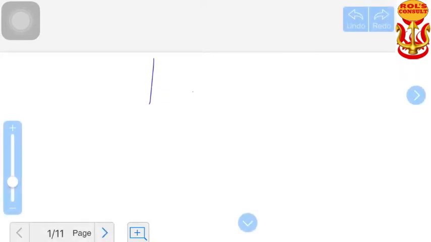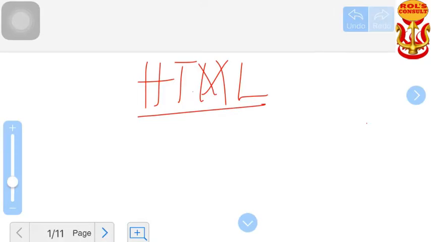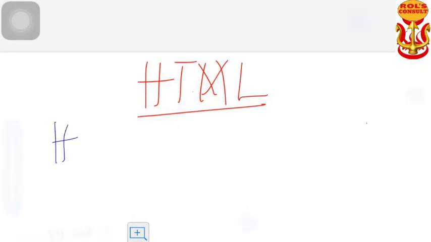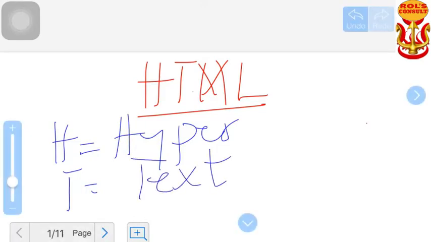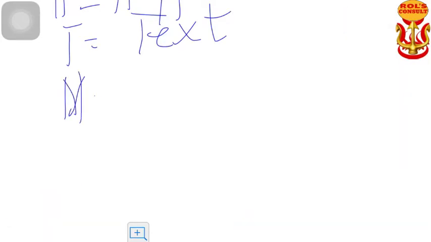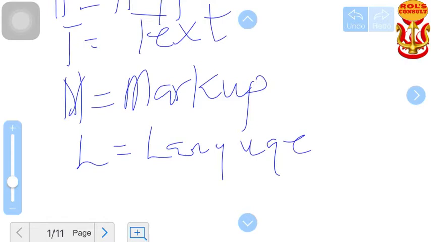HTML. In HTML, our H stands for hyper. Our T stands for text. Our M is markup. Our L is language.